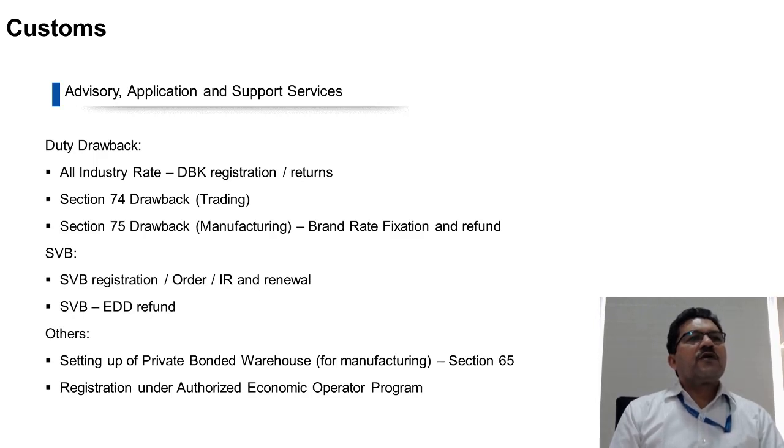The duty drawback is a very important aspect, and more than 50 to 60% of the benefit which comes to the SSE automatically comes through this particular route. There is an all industry rate which is a published rate, and there is also a requirement for registration and filing of returns in this. The drawback for traders is a little different, manufacturers is a little different. For manufacturers, there is a possibility that one may not be happy with the rate in the all industry rate and would like to apply and get the brand rate fixed for them, which possibly could be a little higher.